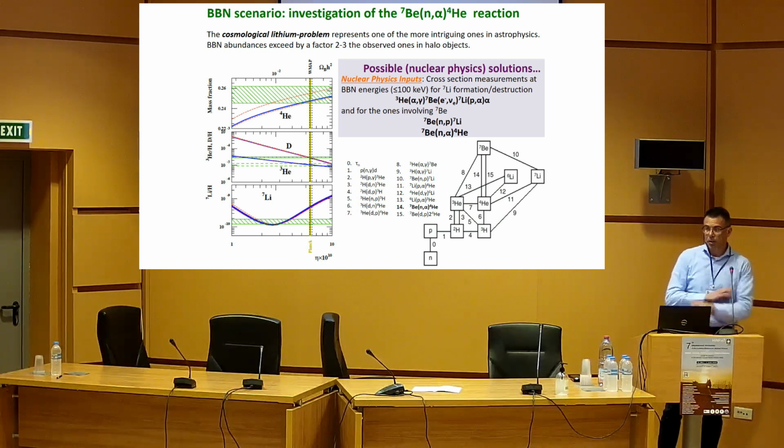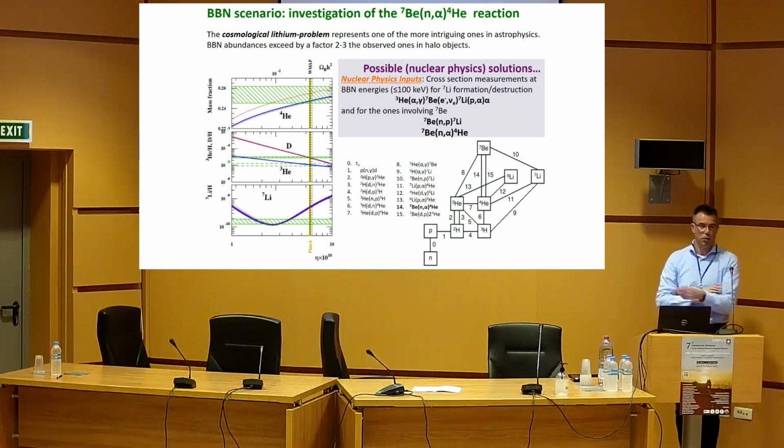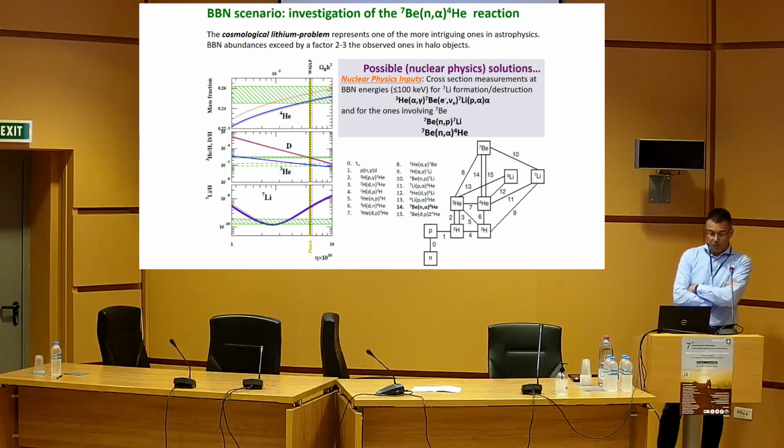Another experiment that we performed and studied was performed at our facility, EXOTIC, in Legnaro. And in this case, we were interested in looking at the reaction beryllium-7 plus neutron with, in the exit channel, alpha plus alpha. And this measurement is important for the cosmological lithium problem.